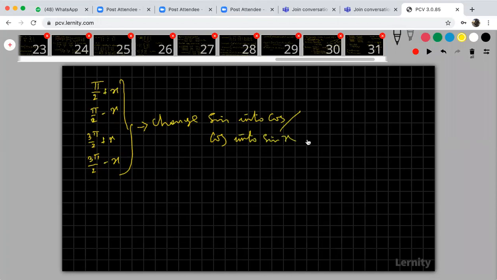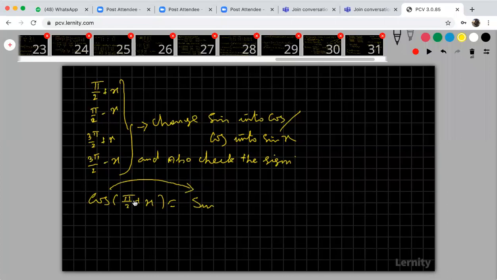Okay, right. Also take the sign. What you are telling? Cos pi by 2 plus x. Pi by 2 plus x means we have to change sin to cos or cos to sin. Here cos is there. Cos means I am going to write it as sin. You leave this pi by 2, take only x, sin x. So therefore cos pi by 2 plus x can be written as sin x.